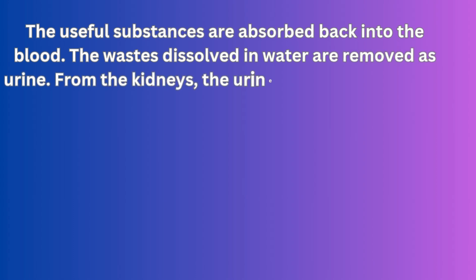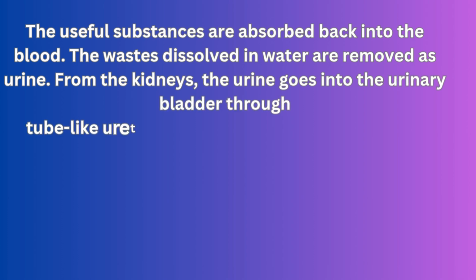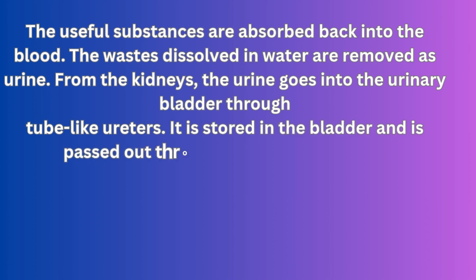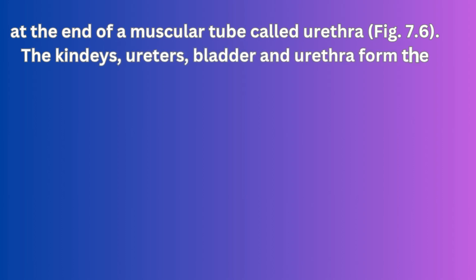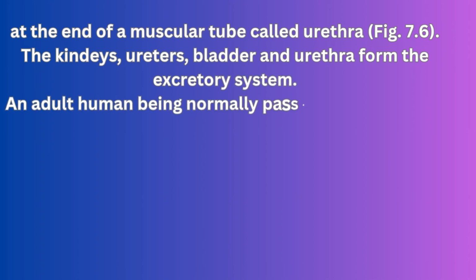From the kidneys, the urine goes into the urinary bladder through tube-like ureters. It is stored in the bladder and is passed out through the urinary opening at the end of a muscular tube called urethra. Figure 7.6. The kidneys, ureters, bladder, and urethra form the excretory system.